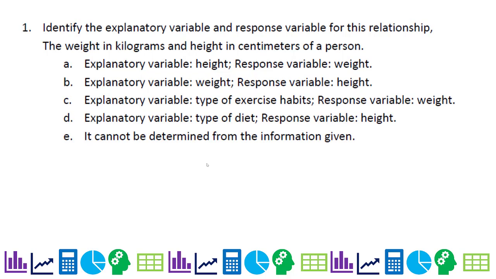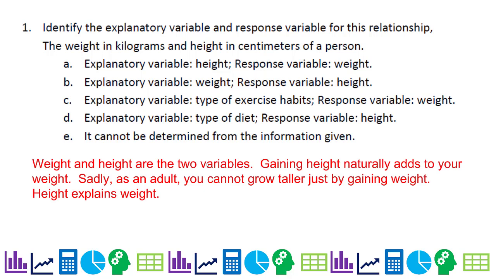So identify the explanatory variable and response variable for this relationship, the weight in kilograms and the height in centimeters of a person. So in this unit, we are dealing with two quantitative variables. And in theory, one might explain the other. So weight and height are the two variables.